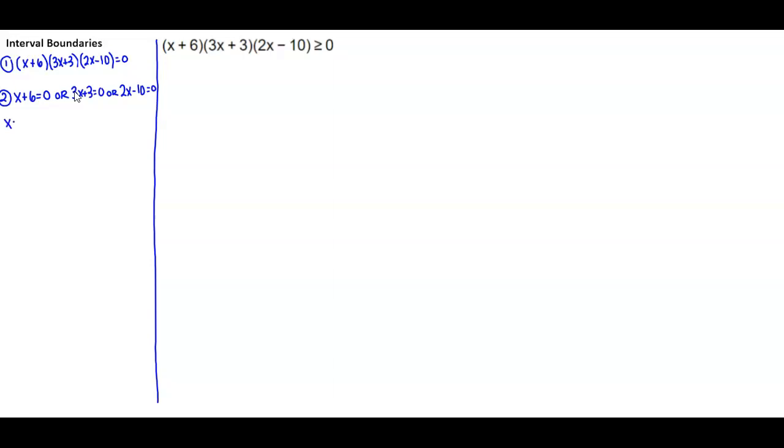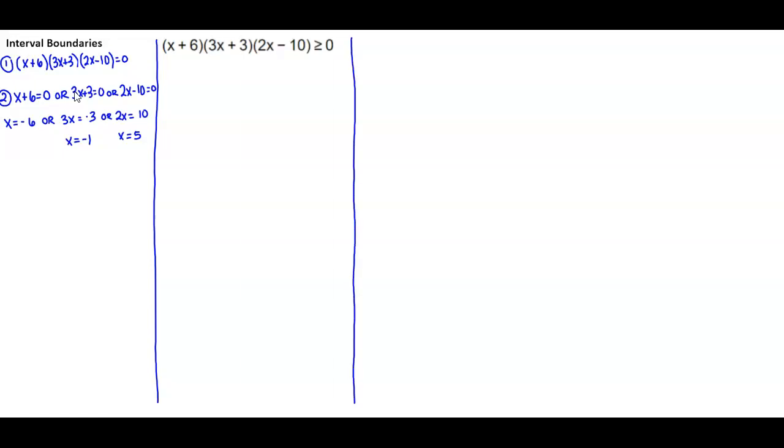So over here we have x, which is equal to negative 6, or we have 3x, which is equal to negative 3. Divide both sides by positive 3, we get x is equal to negative 1. Or 2x is equal to positive 10. Divide both sides by 2, and then x is equal to 5.